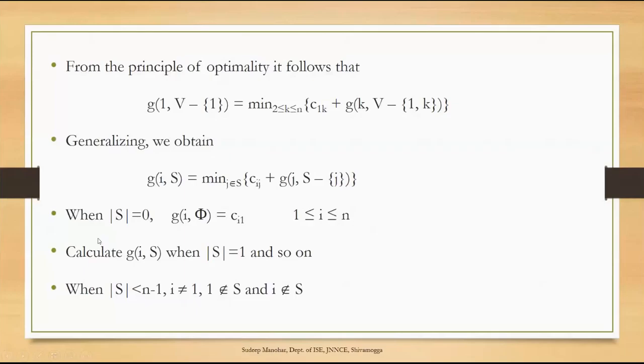For this, we will consider some terms. Let g(i, S) be the length of the shortest path starting at vertex i, where i is the starting vertex and S is the set of remaining vertices. So g is the length of the shortest path starting at vertex i, going through all the vertices in S, and terminating back at vertex 1.